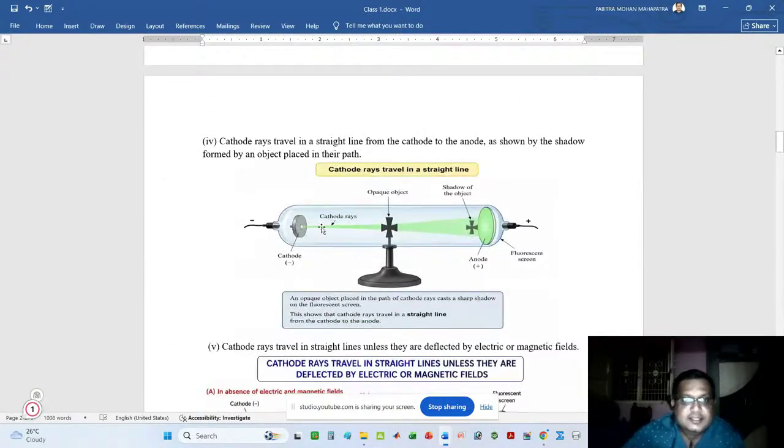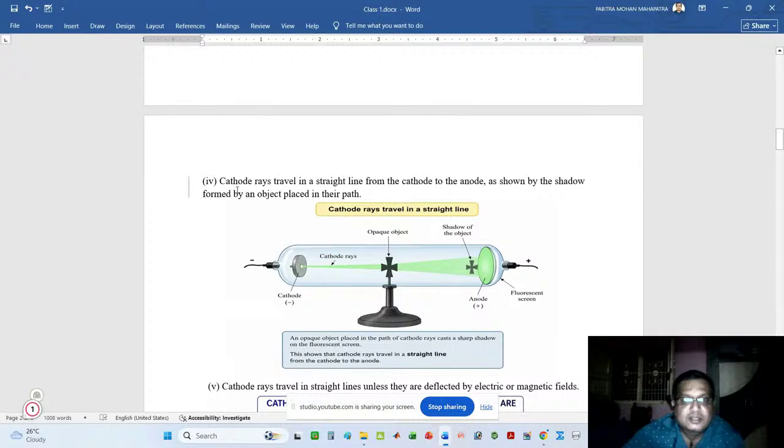Okay. Next, another property is that cathode rays travel in a straight line from cathode to anode. Already we know that cathode rays travel from cathode to anode. But here another point is that cathode rays travel in a straight line.